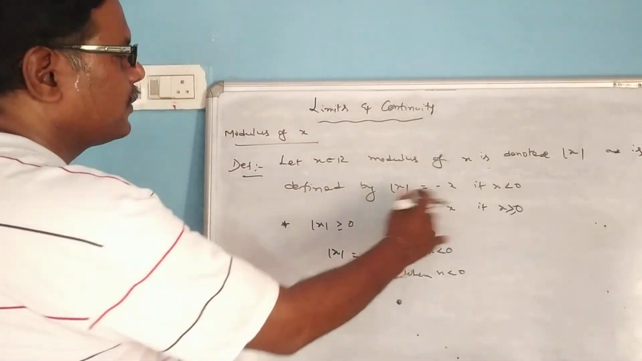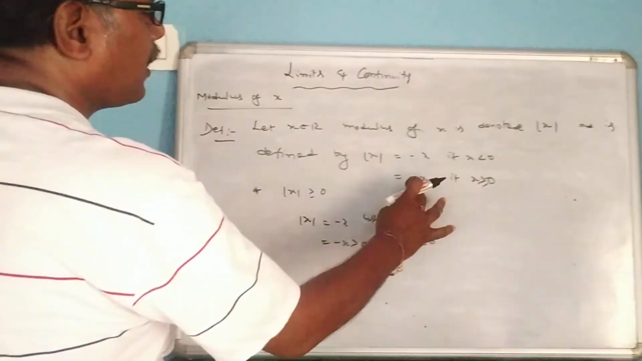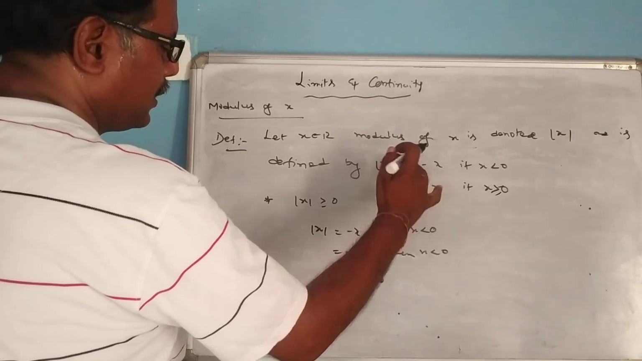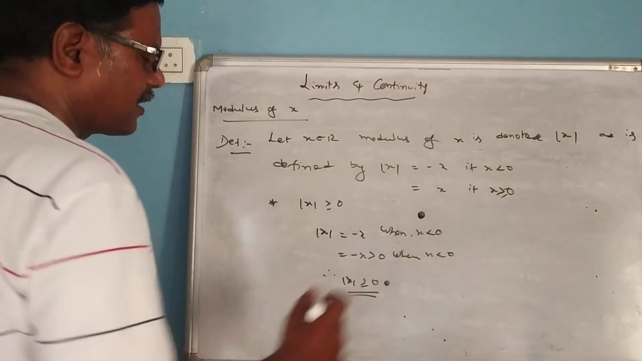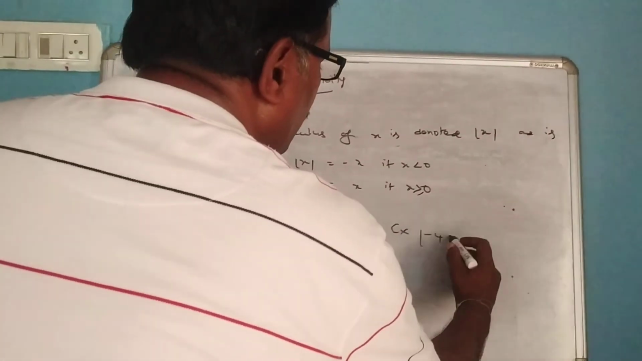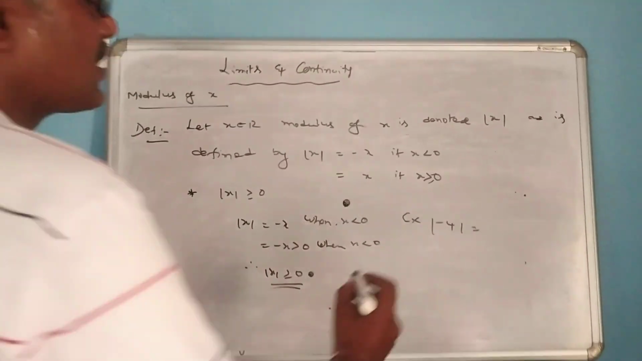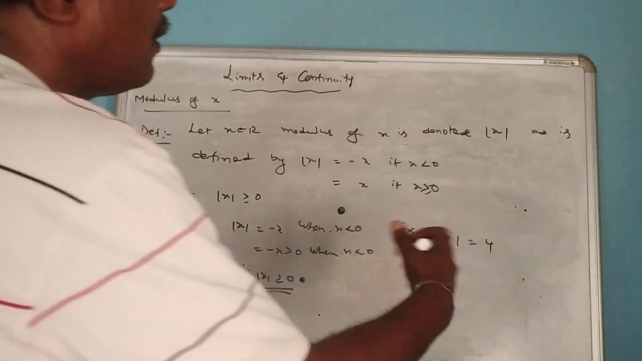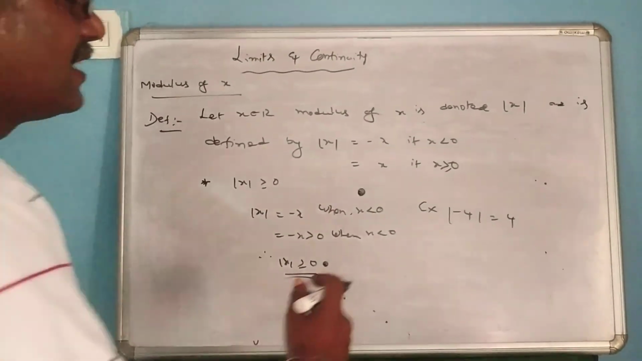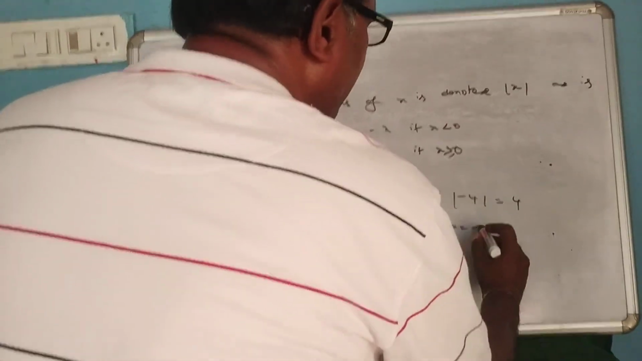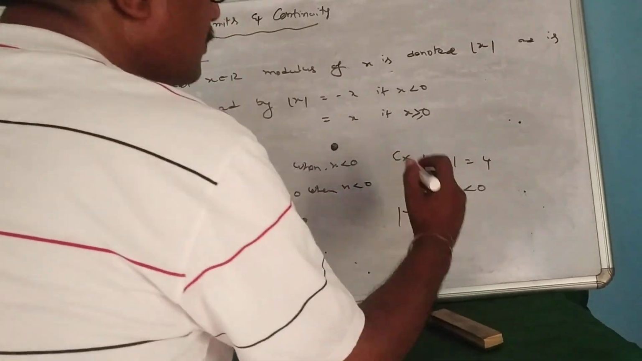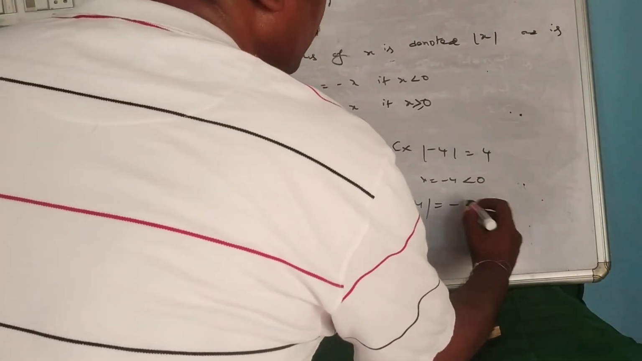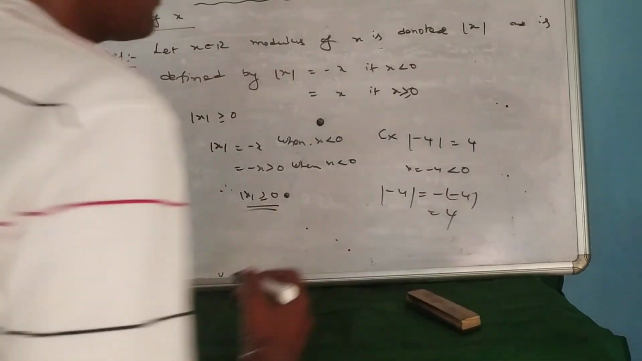We have already mod of x is equal to x. Therefore, mod of x is always greater than or equal to 0. This is positive. Mod of minus 4 is equal to 4. How to explain this? Here x is equal to minus 4, which is less than 0. So modulus of minus 4 is equal to minus of minus 4, which is 4.